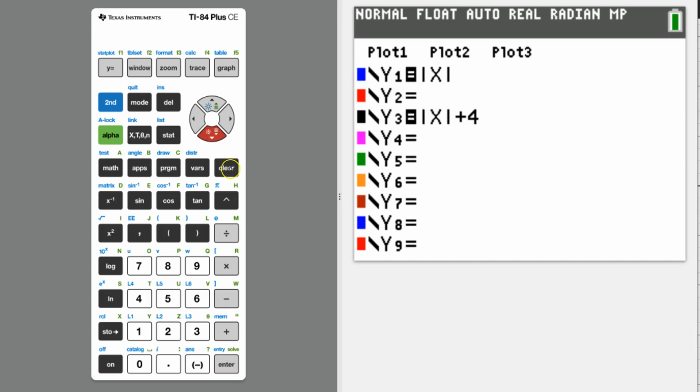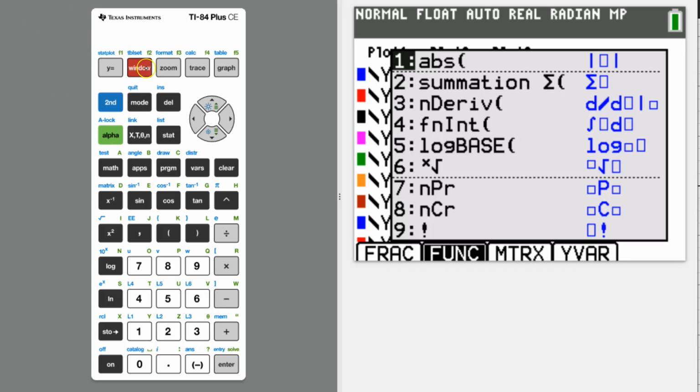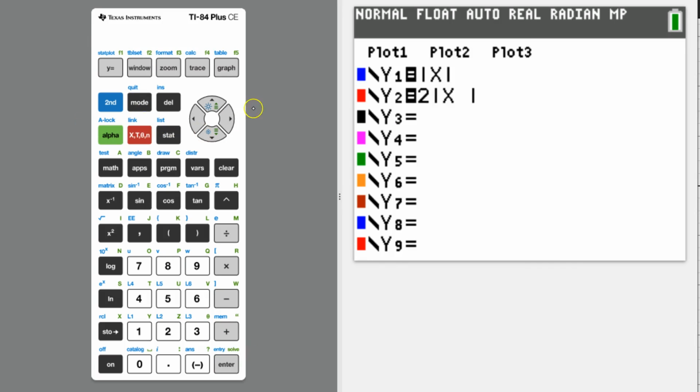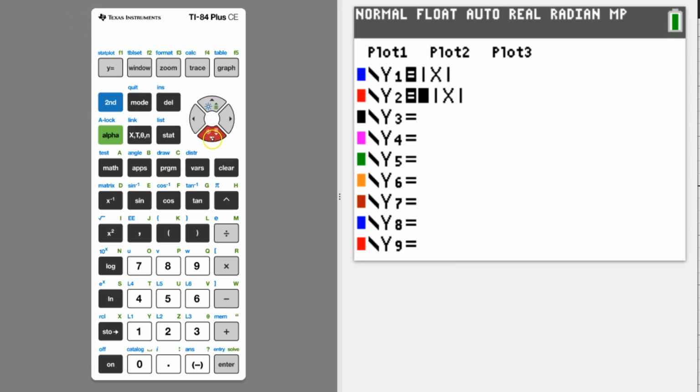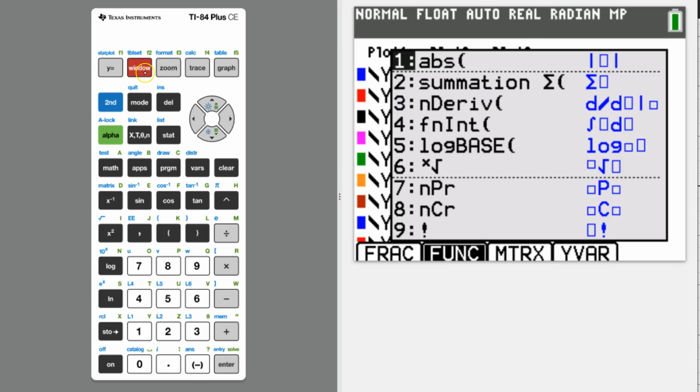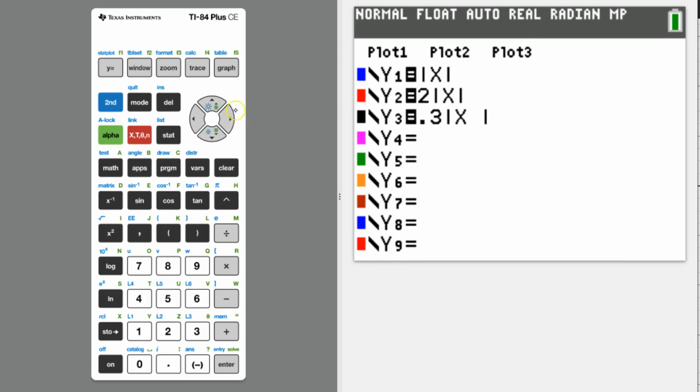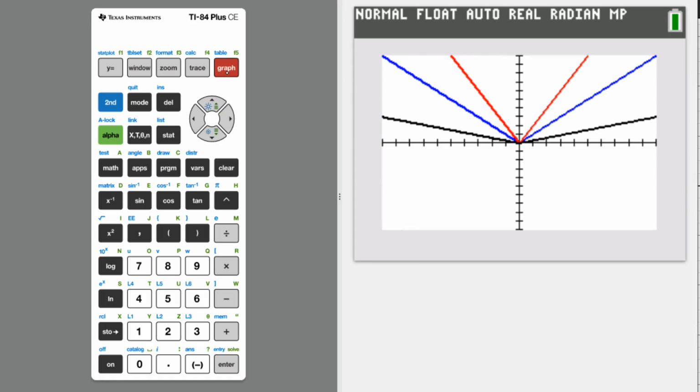So we could look at a vertical stretch. Y equals 2 times the absolute value of x, twice as tall. We could do a vertical shrink. Y equals 0.3 times the absolute value of x. Okay, not as tall, vertical shrink, and so on. We could use a negative to flip it upside down. We could shift it left or right.